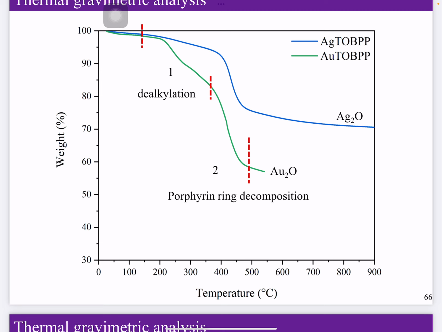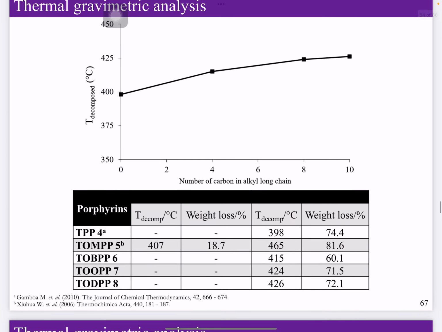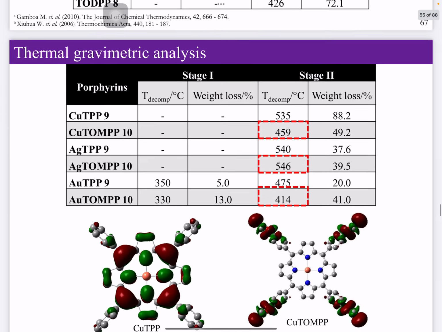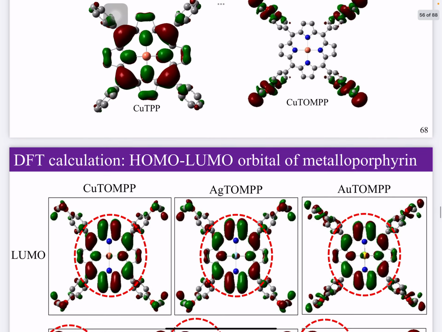And later on, dealkylation is found, and the porphyrins also decompose at temperatures over 400. For the silver, the stability rises up to 400, and later it decomposes to silver oxide. So with a greater number of carbons, the decomposition temperature will be higher. The thermogravimetric analysis is shown here.